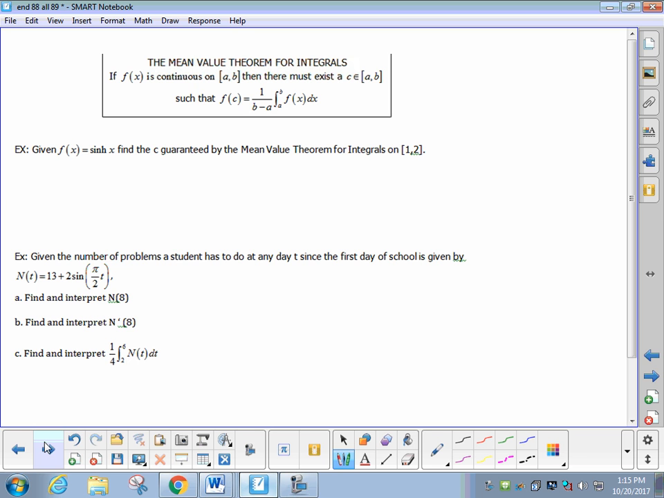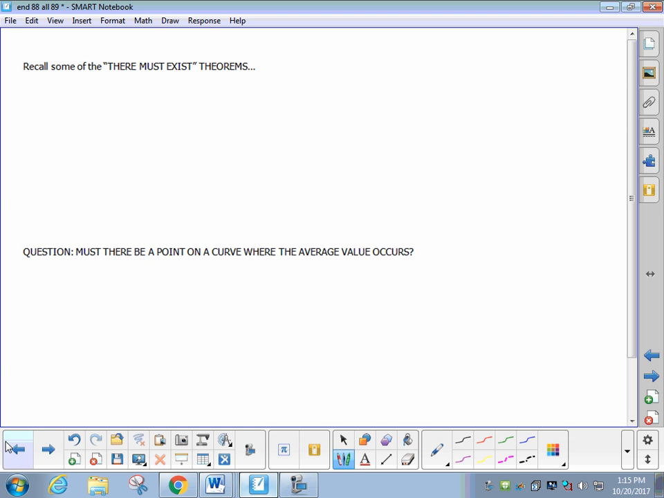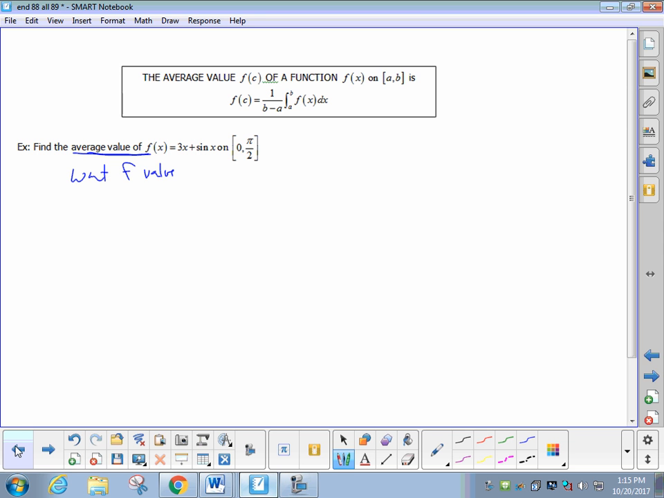Find the C guaranteed by the mean value theorem, or the x equals C, in which case you're going to find an x value at which the mean is made, or the average is made. The level of work is kind of inversely related. On the derivatives, the y value is more work, but on this, probably the x value. I'll show you. Let's go back here.